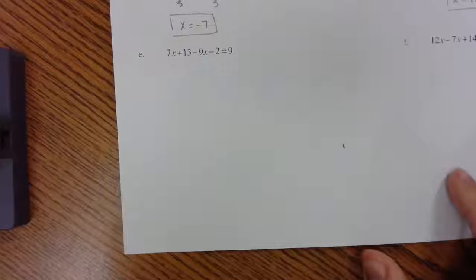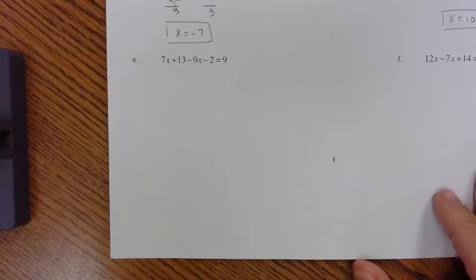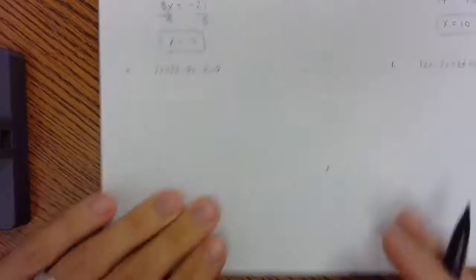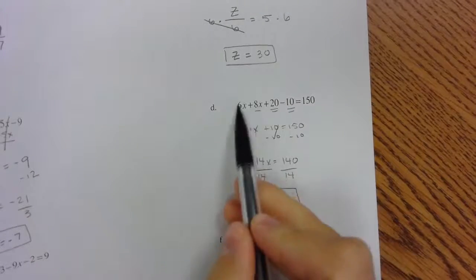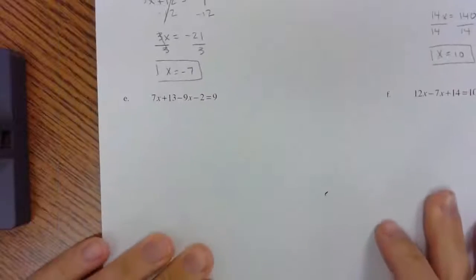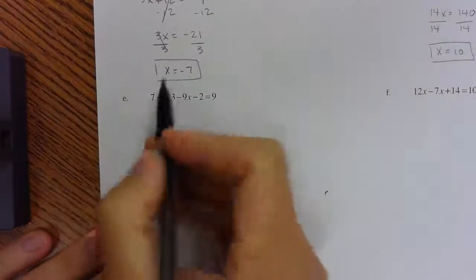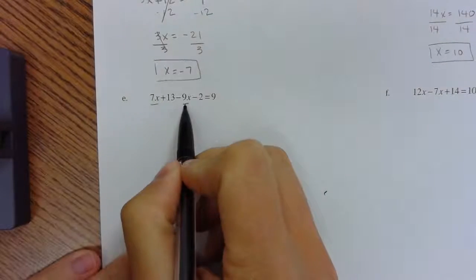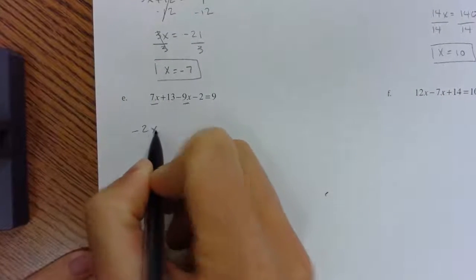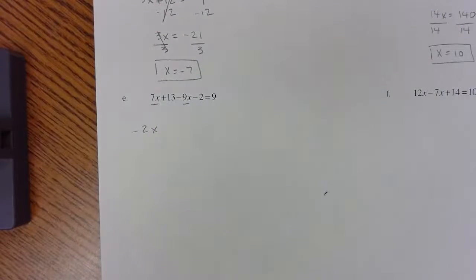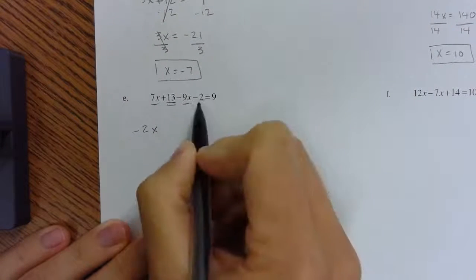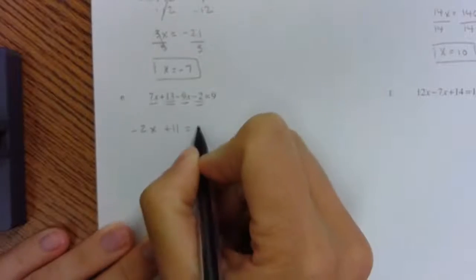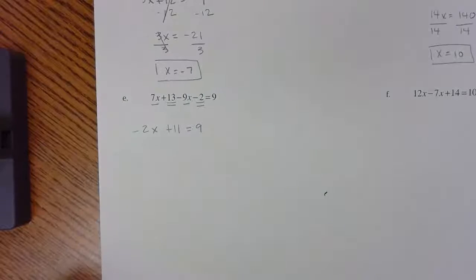All right, letter E. So letter E is kind of similar, except everything's not really in order together. So over here, letter D, you can see we had our x's and then our numbers. So here, everything's kind of in different locations, but that's okay. We can still combine our x's. So 7x minus 9x is negative 2x. We have to be really careful about our negatives there. And then 13 minus 2 is 11. And we still have our 9 on the right-hand side.